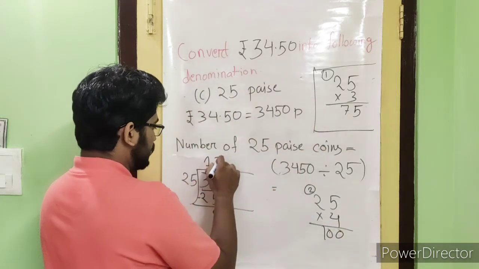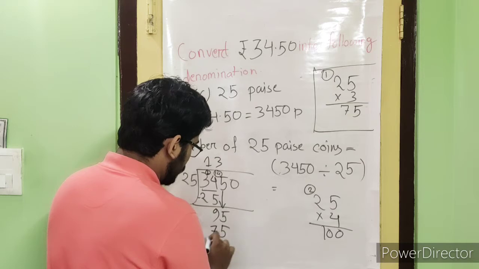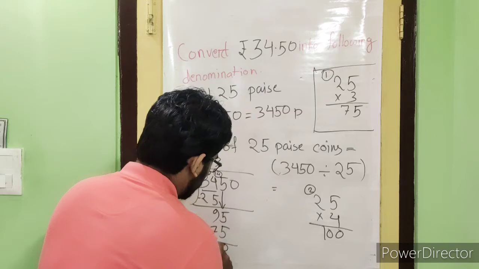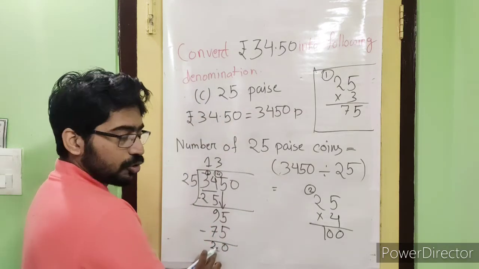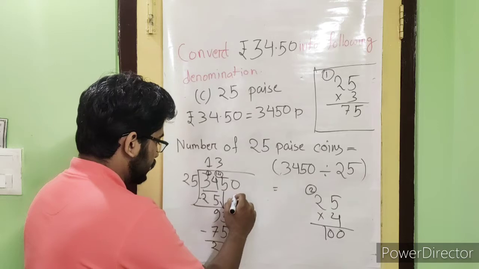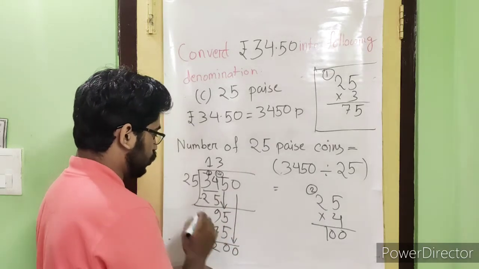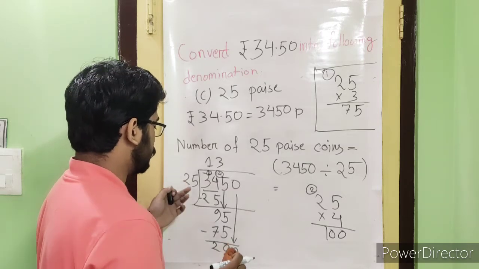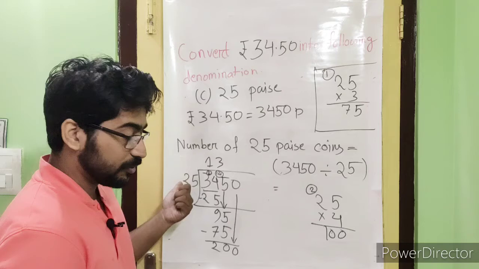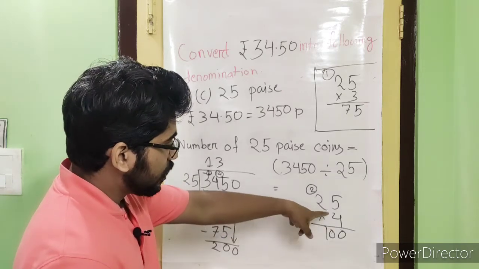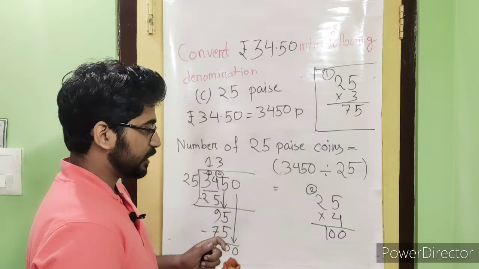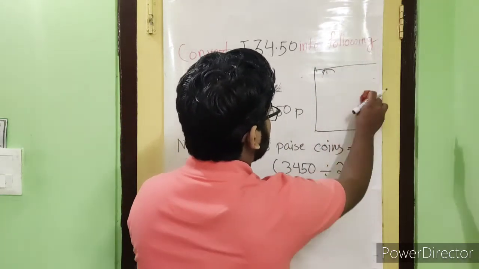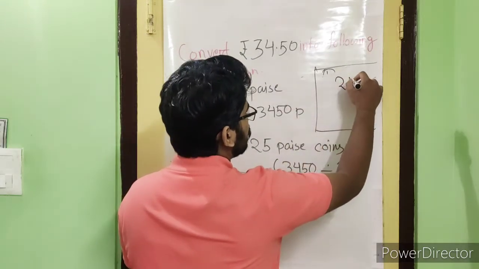So 25 3s are 75. 5 minus 5 is 0, 9 minus 7 is 2. So it becomes 20, and 0 comes here. So 200. We need to check whether any number is there with which, if we multiply 25, then 200 comes. So see, 25 4s are 100, right? So we will count from the next one. 25 4s are 100. You can go one by one.